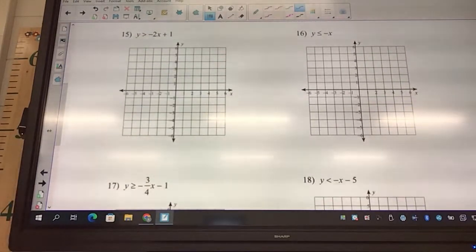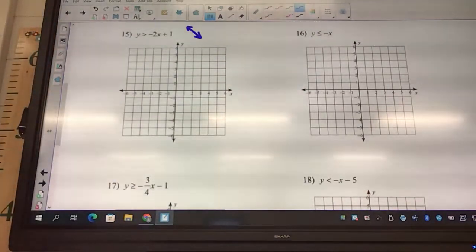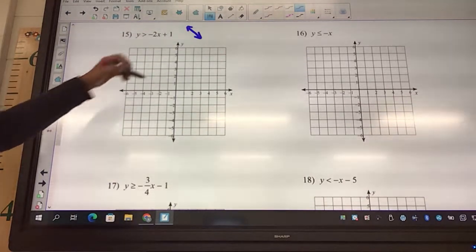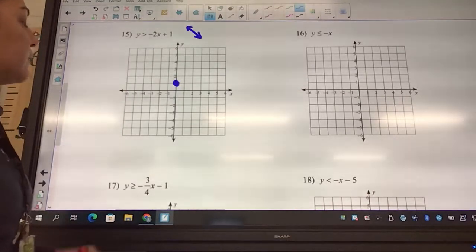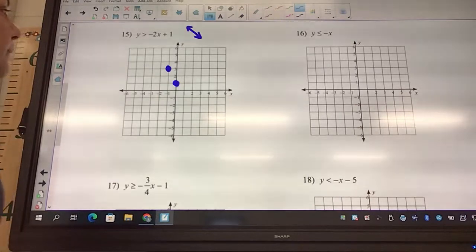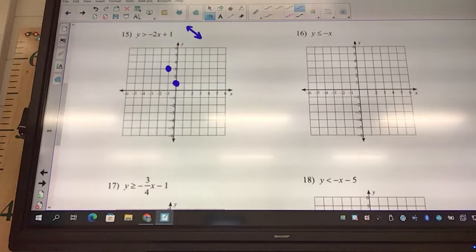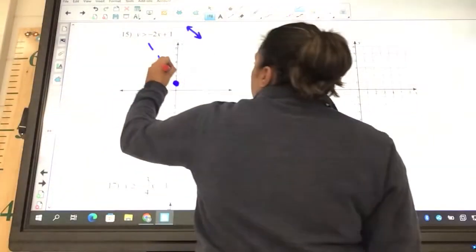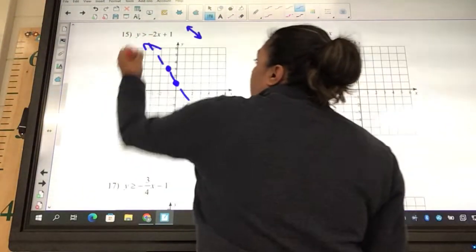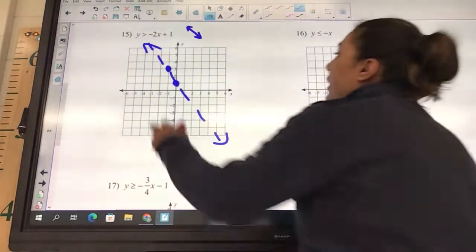Okay, 15. My line should be negative. Okay, so it should be going like that. And where does it start out at? Okay, our line starts out at +1. And my slope is up 2, over 1. Should that be a solid or dotted line? Should be a dotted line. And it says y is greater than. So that means we're going to shade above.